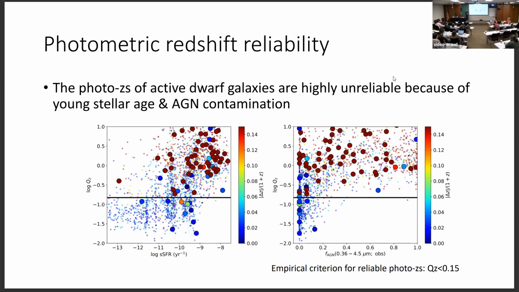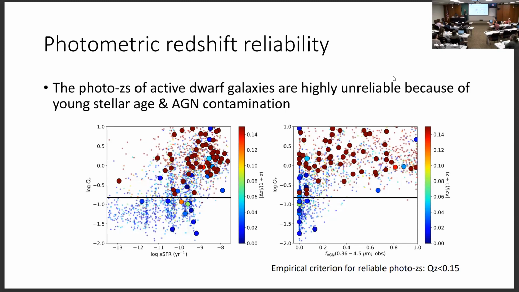And so look at the left-hand figure. You can see that as specific star formation measurement increases, the color is getting darker, and the darkest brown points are just catastrophic outliers for photo-zs, and they are just useless. In the meantime, the Q_z also increases with specific transformation rate. And in the right-hand figure, we see the same trend. As AGN fraction goes high, the photo-z gets much worse.